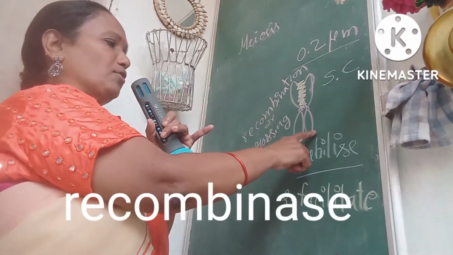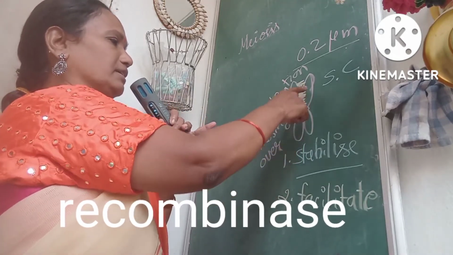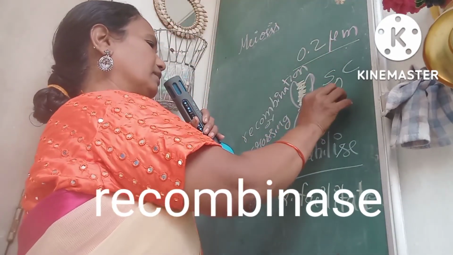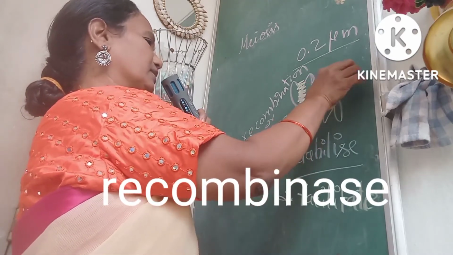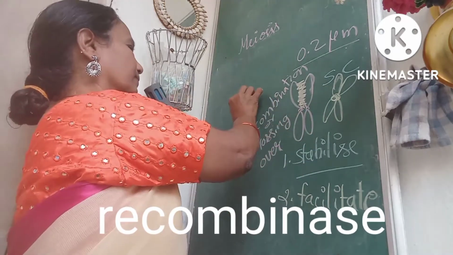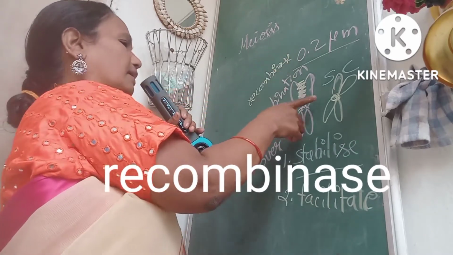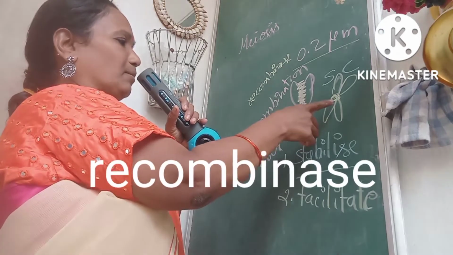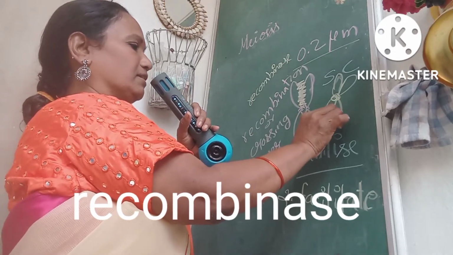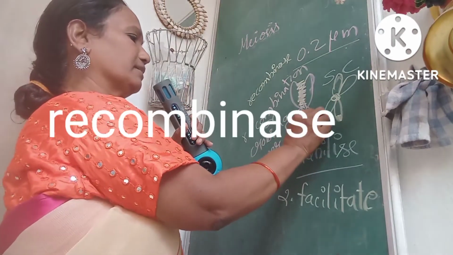These are the homologous chromosomes. These two are called dyads, and together they are called a tetrad. If you see the different colors I am showing, they are exchanging. Recombinase, one of the enzymes, facilitates this recombination, meaning the exchange of genetic material occurs.